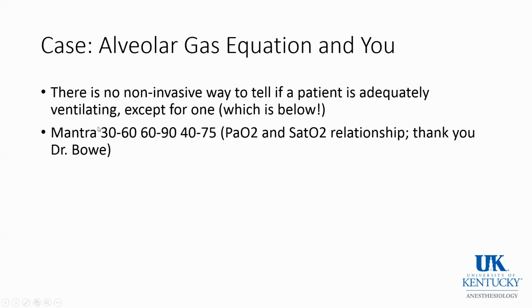First, there's a mantra that we all learn here from Dr. Bo, and I thank him for most of the framework that I developed in order to write this lecture. He says 30 is 60, 60 is 90, and 40 is 75. This is the PaO2 to saturation relationship in normal adult hemoglobin. At a PaO2 of 30, you expect a saturation of 60. PaO2 of 60, you expect a saturation of 90, and so on.